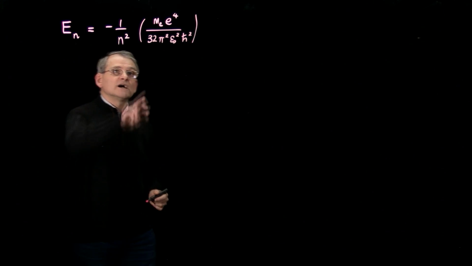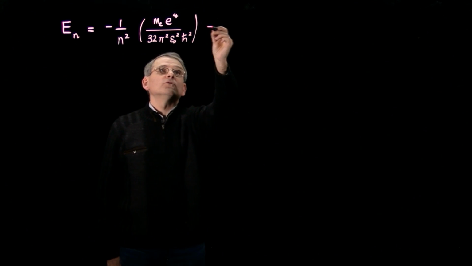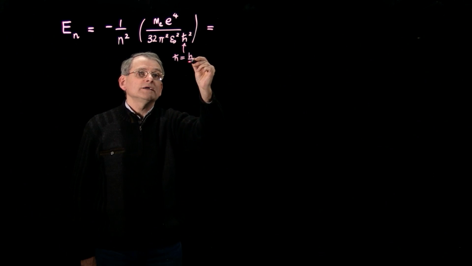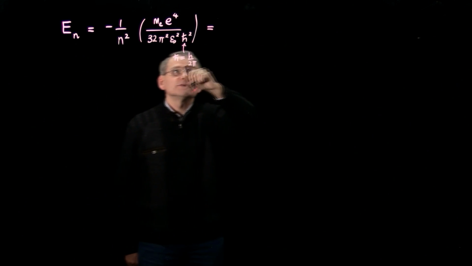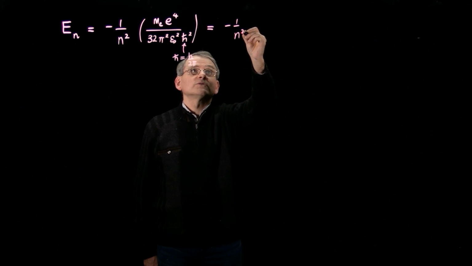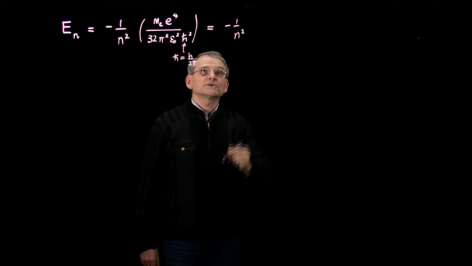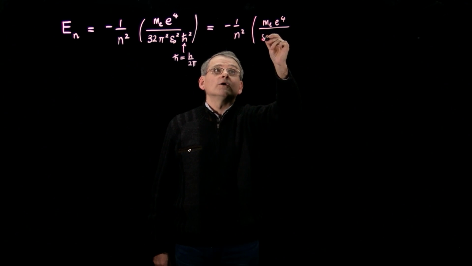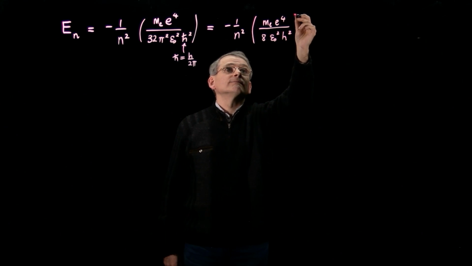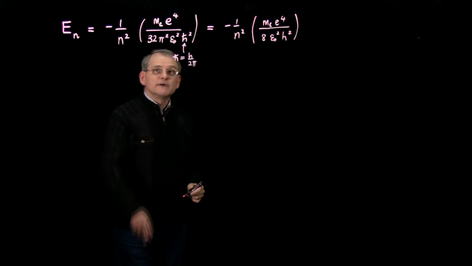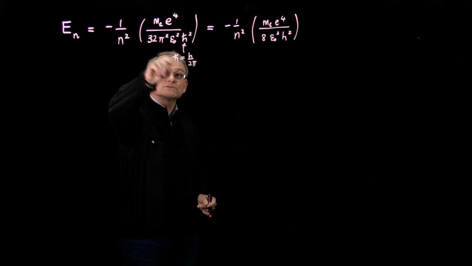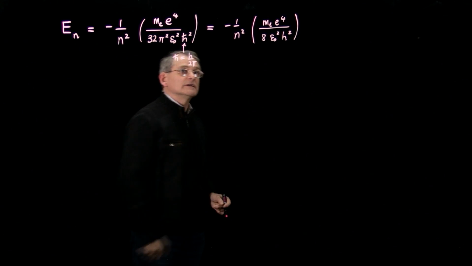Now, this is how it's often written in textbooks, but an entirely equivalent form is to realize that h bar is h on 2 pi. So when I square that, I can simplify this expression to give an entirely equivalent expression for the energy of the electron, and that comes out to be m_e e to the power of 4 on 8 epsilon naught squared h squared. Basically we've got h squared on 4 pi squared, the pi squareds cancel, and 4 into 32 goes 8.